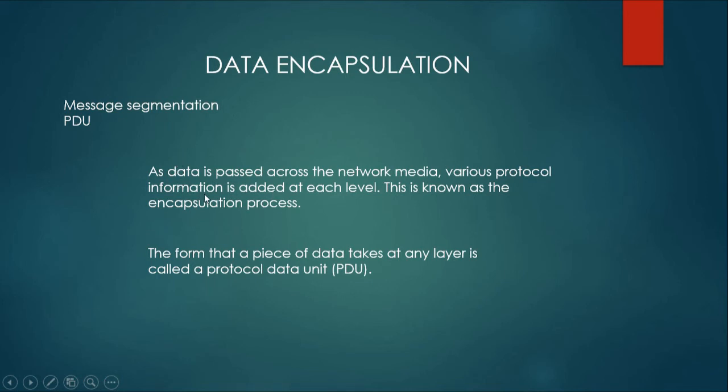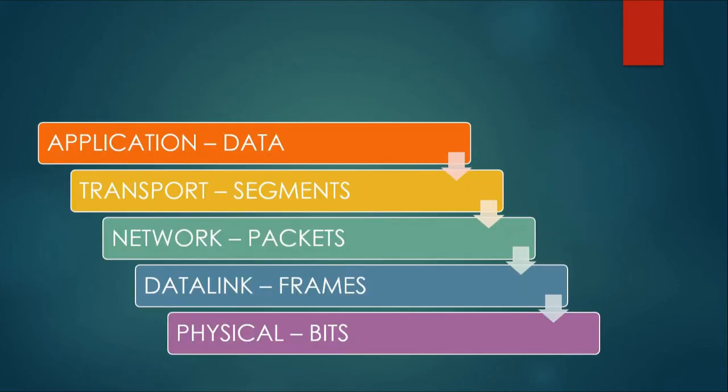Here we can see the encapsulation process. When you send the data, it is encapsulated. The form that a piece of data takes at any layer is called a protocol data unit. The data, segments, packets, frames and bits are the PDU at each layer. At the application layer the PDU is data, and for presentation and session layer as well the PDU is data. For transport it's a segment, for network it's packets, for data link it's frames, and for physical it's a bit.